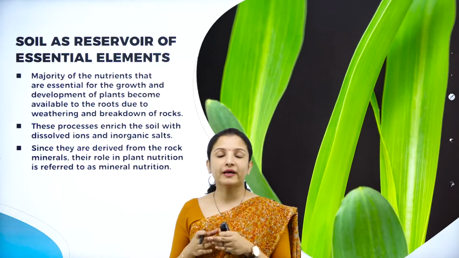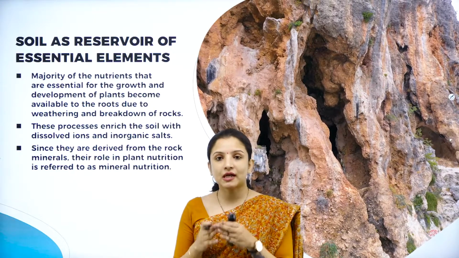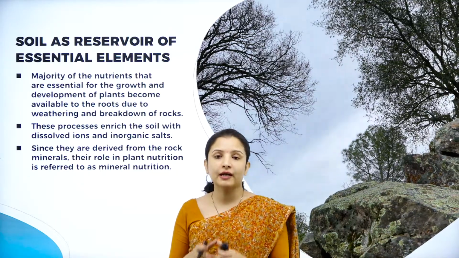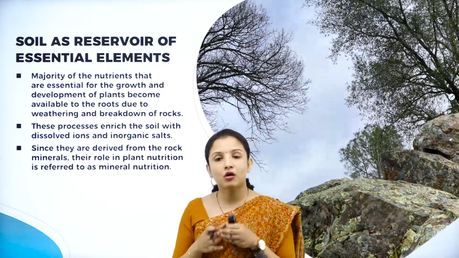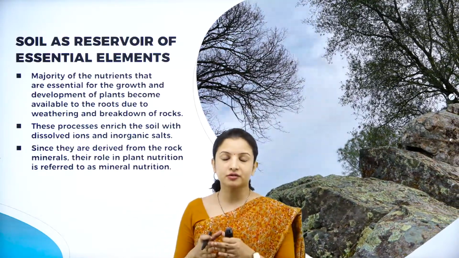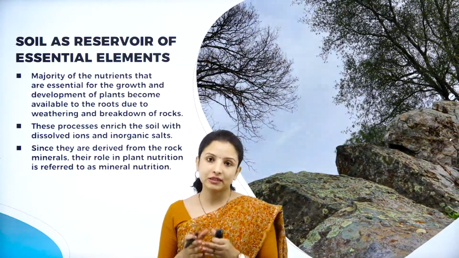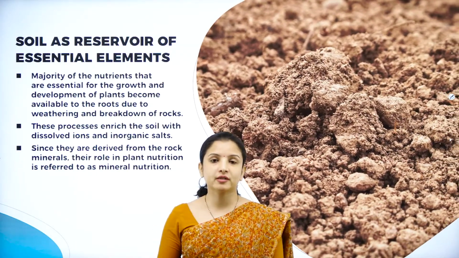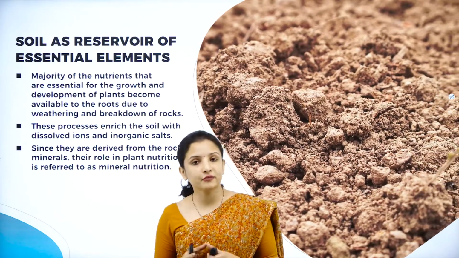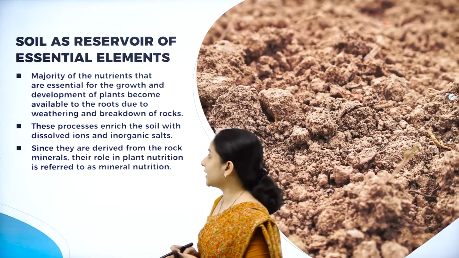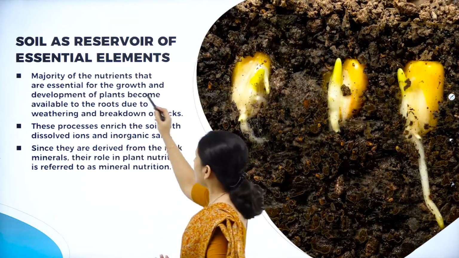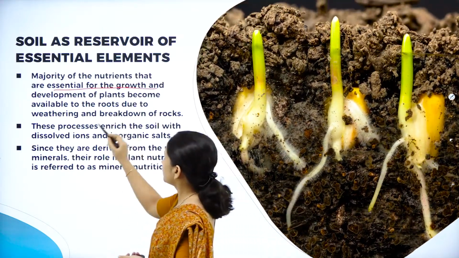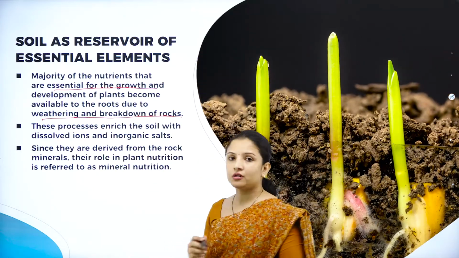We know how soil is formed. Soil is usually formed by the weathering of rocks, right? And the rocks contain a lot of depositions which are brought about by the rivers, lakes and all that over a period of time. Over a long period of time, they get deposited in the rocks. Now the rocks are abundant with minerals and nutrients, and when the weathering of rocks occurs, the rock particles get converted into soil. Now the soil contains all sorts of mineral elements that are needed for the growth of the plant. The majority of the nutrients that are essential for the growth and development of the plants become available to the roots due to weathering and breaking down of the rocks.